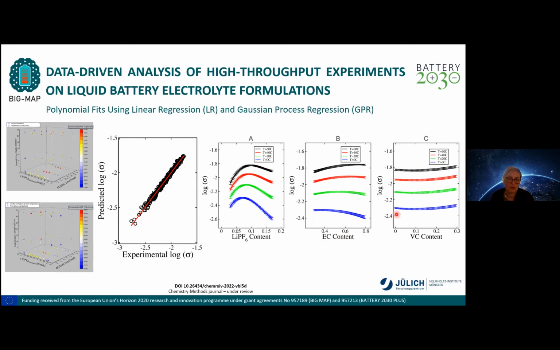But what was quite surprising is that the model predicted that vinylene carbonate, which was used as an additive up to co-solvent percentage, had no effect, which was quite surprising, having in mind that the structures of ethylene carbonate and vinylene carbonate are quite similar, having in mind the geometry.